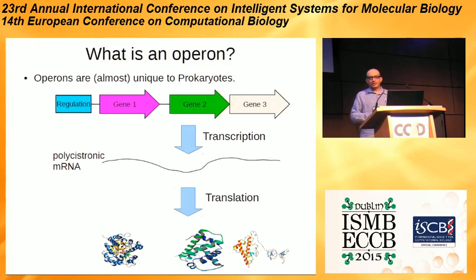So I'll talk about operons. And operons are almost unique to prokaryotes. C. elegans has them too. The idea is that you have several genes on the same strand that are co-regulated upstream by an operator and get co-transcribed in a single mRNA, also known as polycistronic mRNA, and then translated separately into the proteins. So this is a very powerful mechanism for, say, a metabolic pathway or a protein complex. You get everybody translated together. This is great.